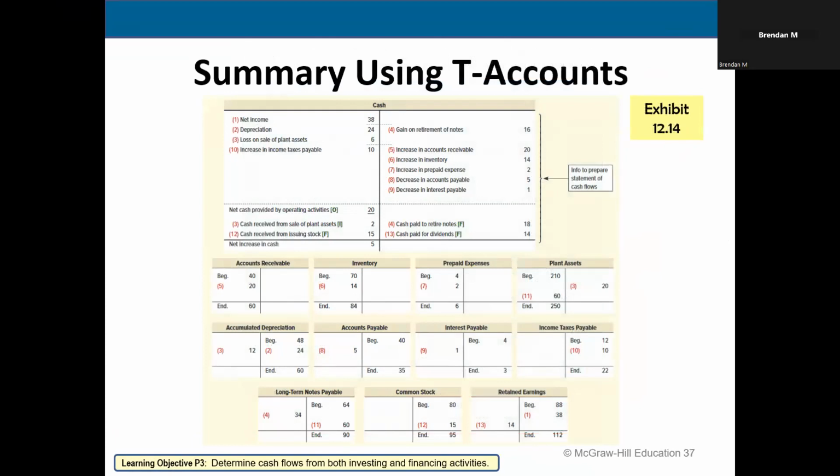And they're just showing you using the T accounts what things look like. The only detail you have to worry about is in the non-operating items, like the long-term note payable, common stock, retained earnings.